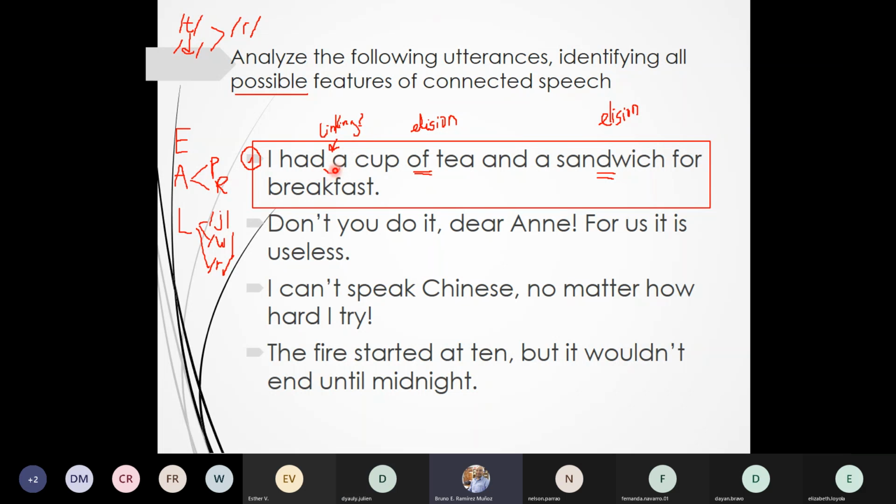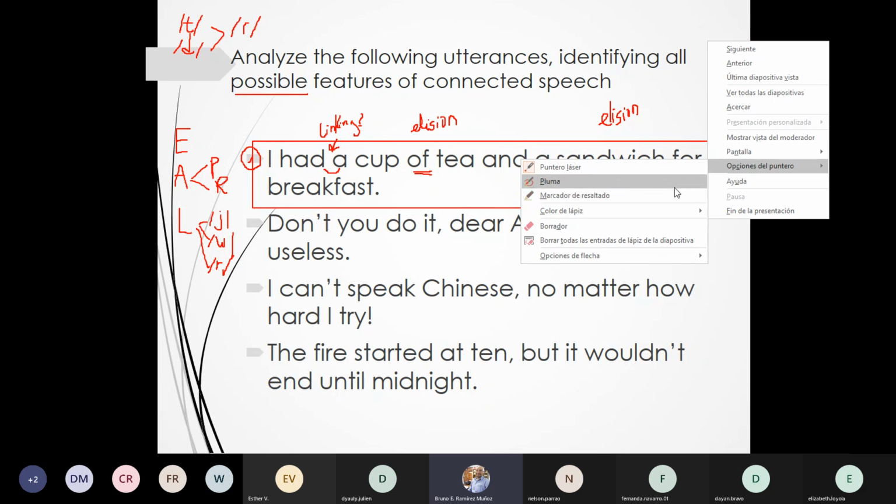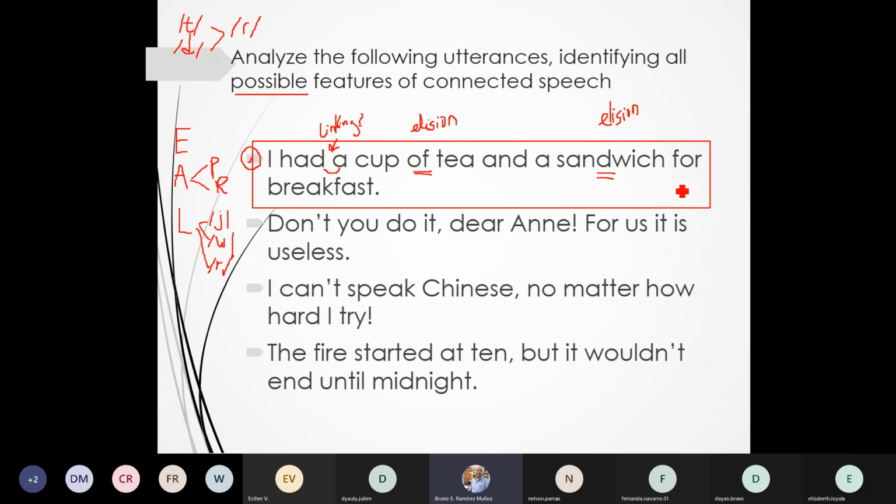So I would say let's go for a linking. It might be d to a or r to a, but anyway, a linking between a consonant sound and a vowel sound. I don't know if it's not clear or if there are any other questions or any other feature of connected speech you were able to, Peter, identify.